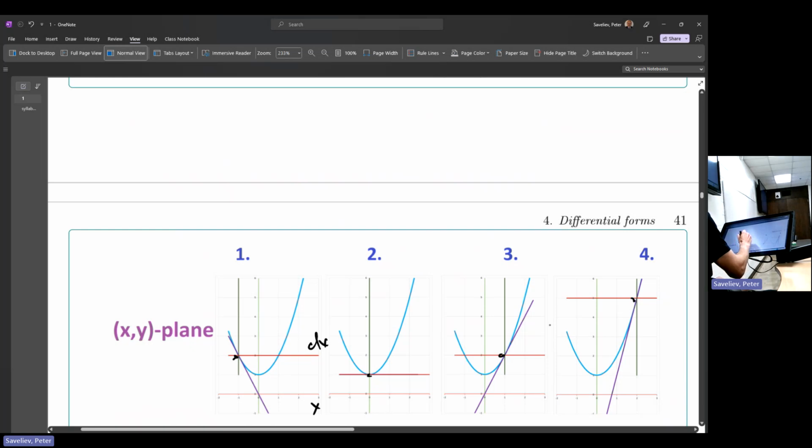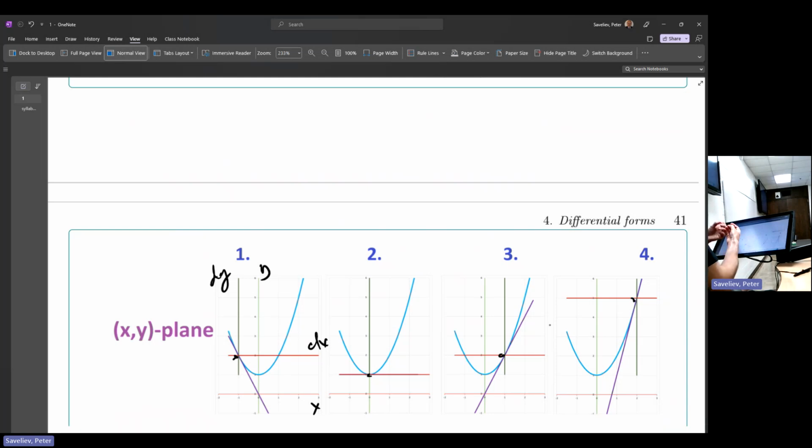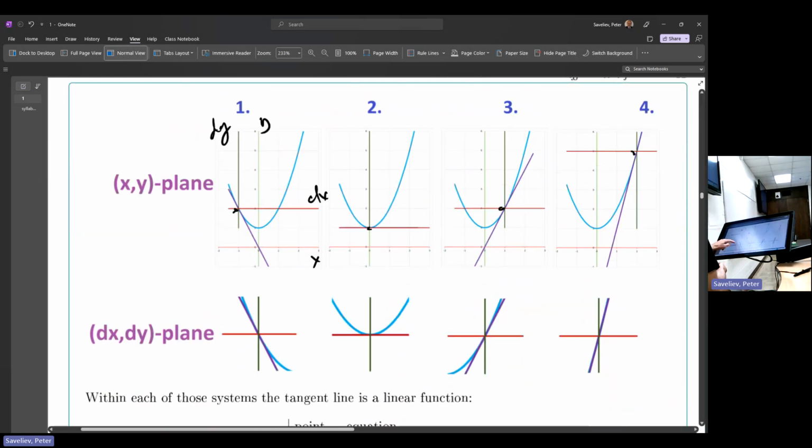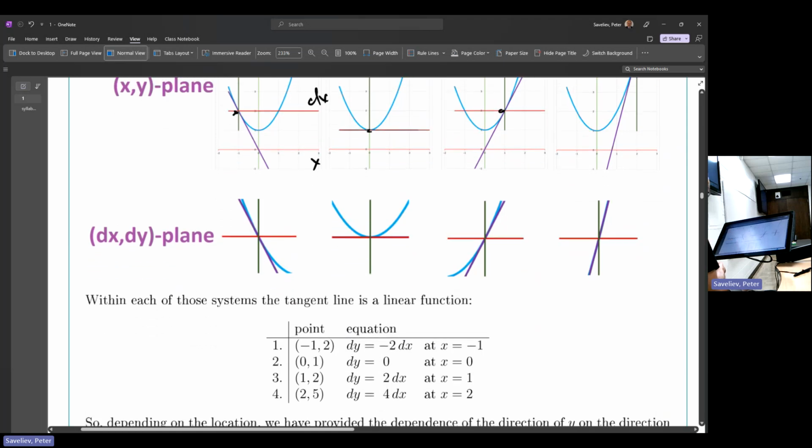So this is x, this is dx, this is y, this is dy. With respect to this new coordinate system, the tangent line is expressed in terms of this new system, and what we end up with is a very simple linear equation with the slope being the derivative. If the derivative at the first point over here is -2, then the equation of this line, once again in dx and dy, is dy equals -2 dx.